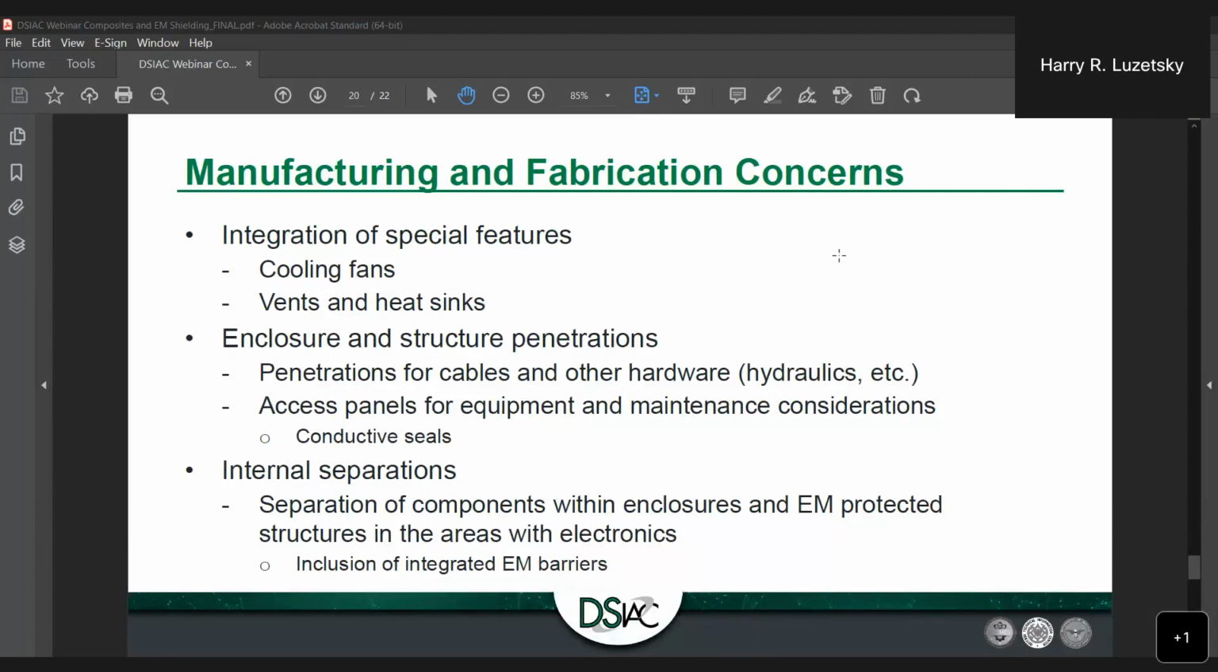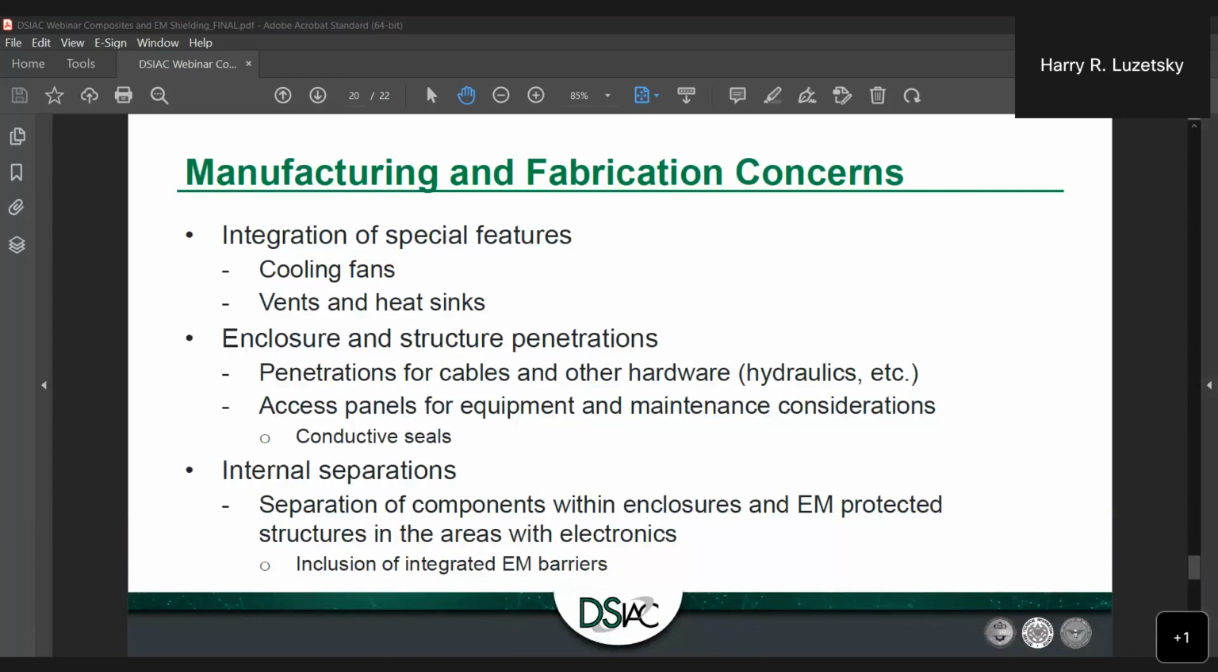Integration of special features, cooling fans. This is something we are currently investigating. There are some concepts we have on the board on how we can actually still have a mesh, if you will, to provide for the flow of air, and also to provide some electromagnetic shielding, as opposed to just having an open grid, if you will, that represents an area for significant leakage of electromagnetic radiation.